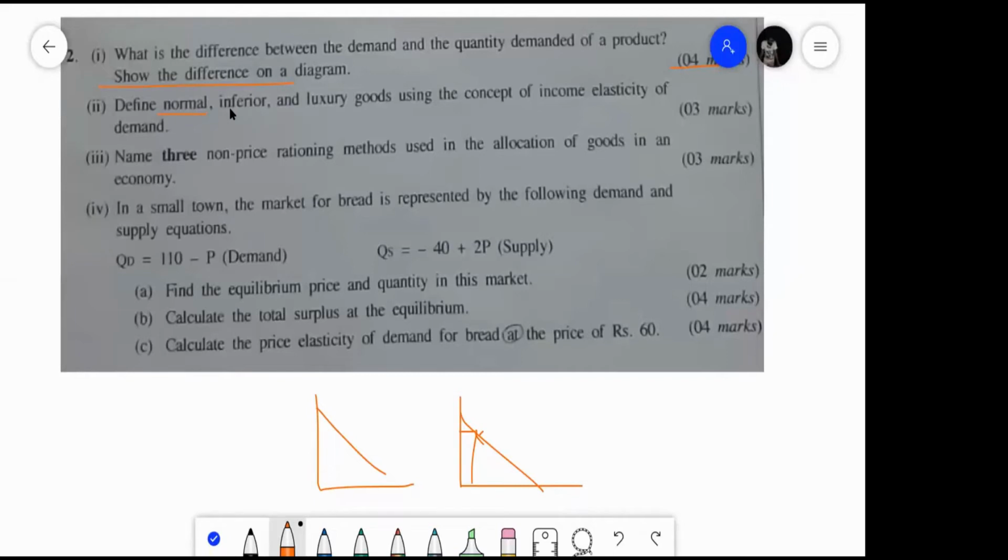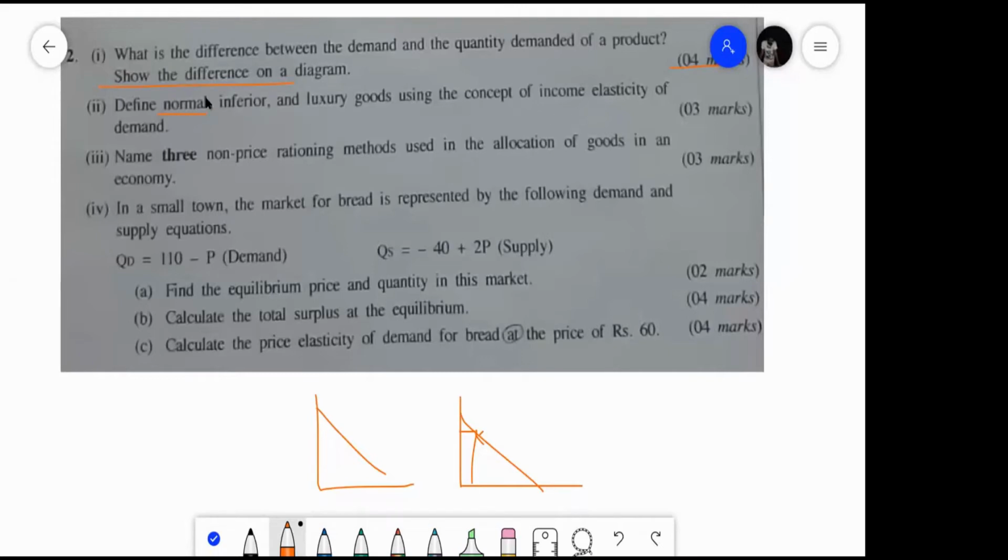An inferior good has what? A negative YED. That is, in case income increases, the demand will fall. Should you say real income? No, you don't have to put real income. You can talk about nominal income. Here we are talking about nominal income.